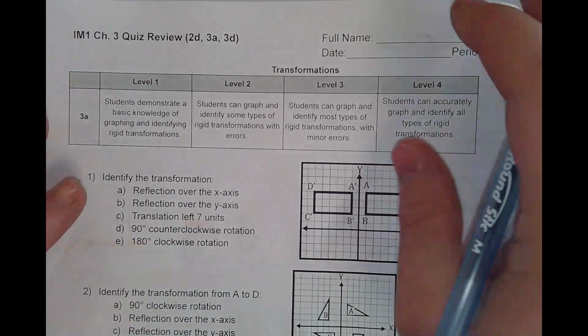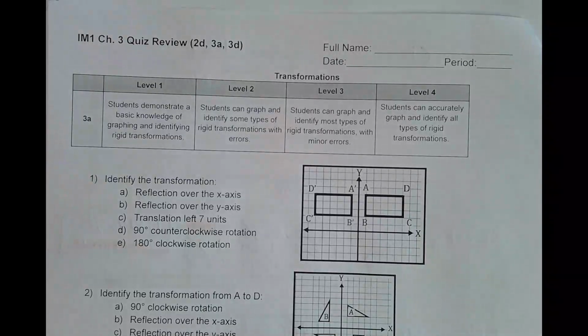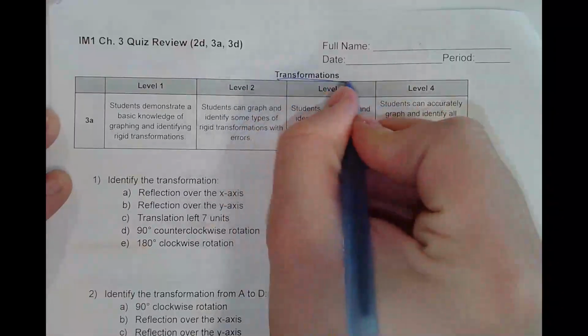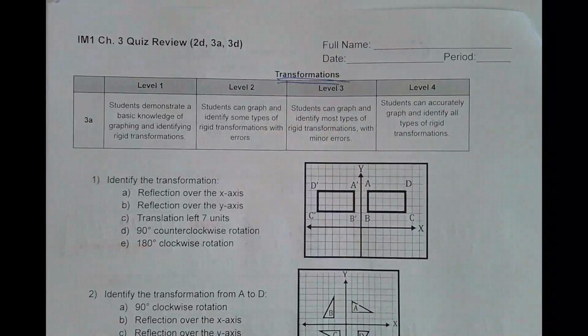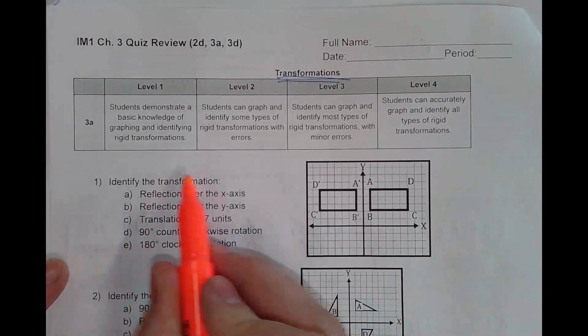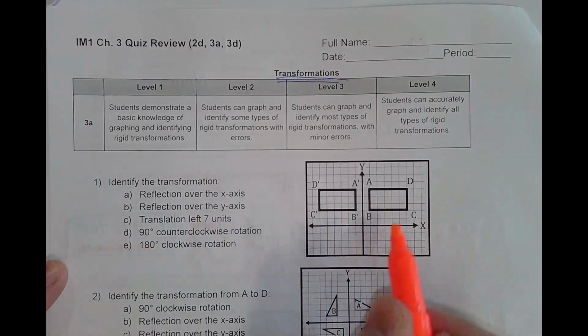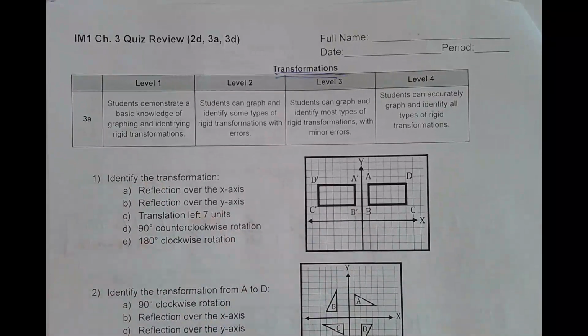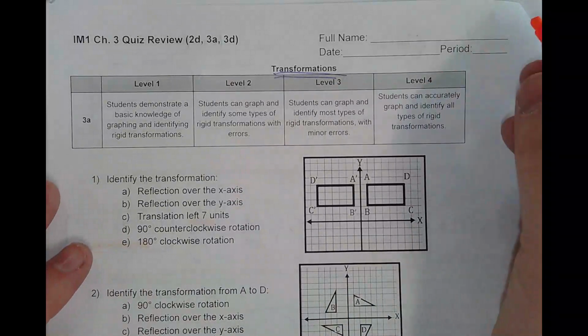All right, the next video is going to be standard 3A, which goes over the review for transformations. Number 1 says identify the transformation that we see on this image. This is going to be multiple choice. So again, how do we get a 4 here?